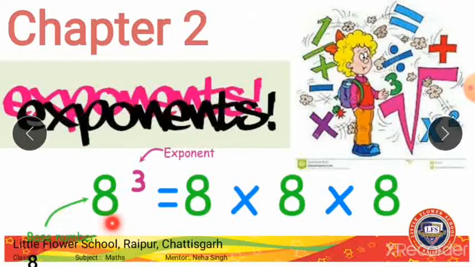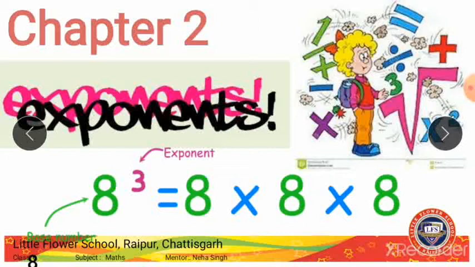Suppose here the number is written 8 cube. This 8 is called the base number and this 3 is called the exponent, right? And what does this mean? This means that 8 is multiplied 3 times. Exponent, in other words, you can also say power.